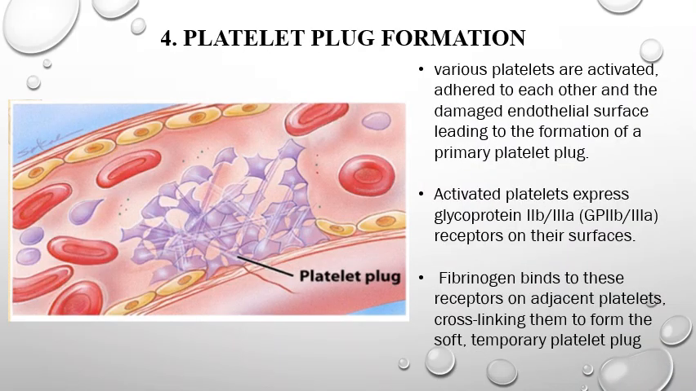Fourth stage is platelet plug formation. Various platelets are activated and adhere to each other and the damaged blood vessels or subendothelial surface, which leads to the formation of primary platelet plug. Activated platelets express glycoprotein 2B and 3A receptor on their surface. Fibrinogen binds to this receptor on adjacent platelets, cross-linking them to form the soft temporary platelet plug.